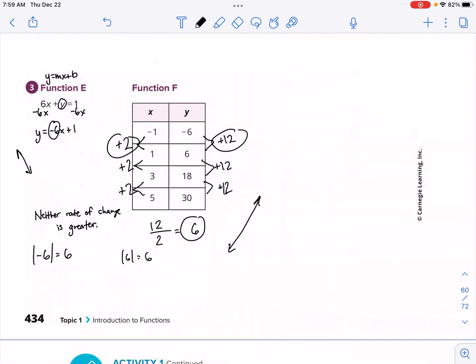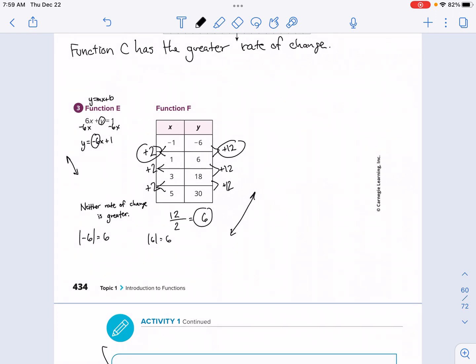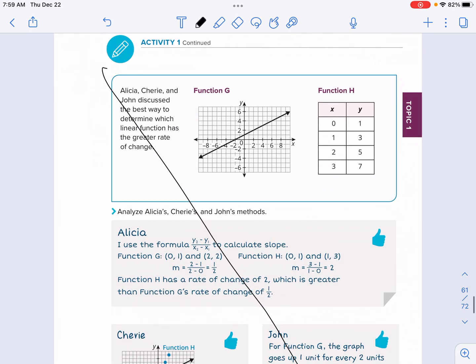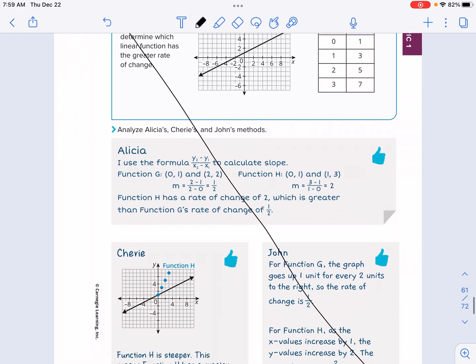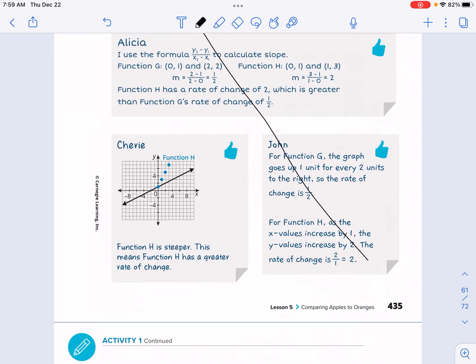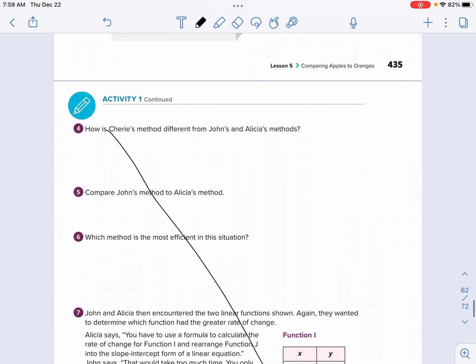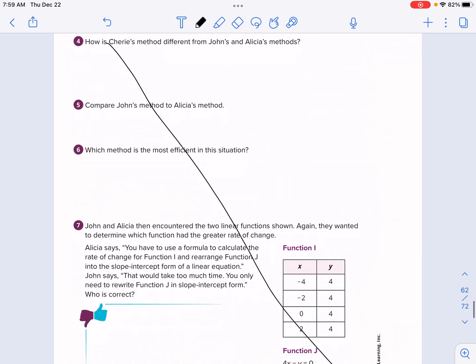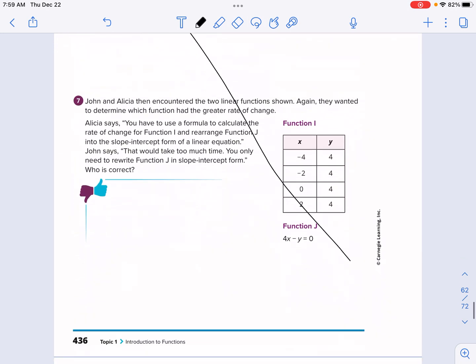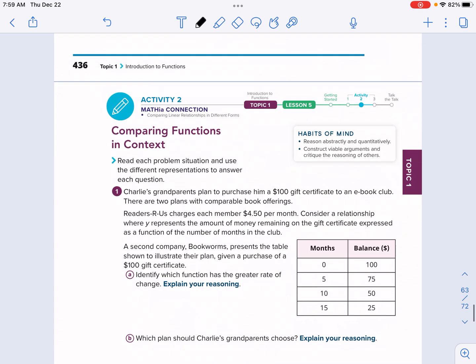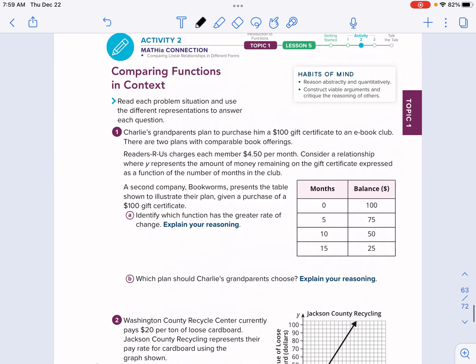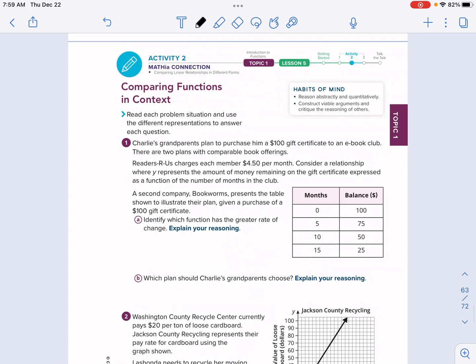All right, we're going to skip a couple of pages here. So that's going to conclude activity 1 because we're not working on the next page, page 435, and we're also skipping 436, which is a continuation of the previous page. We're moving on to 437, which is activity 2 of 4 total.